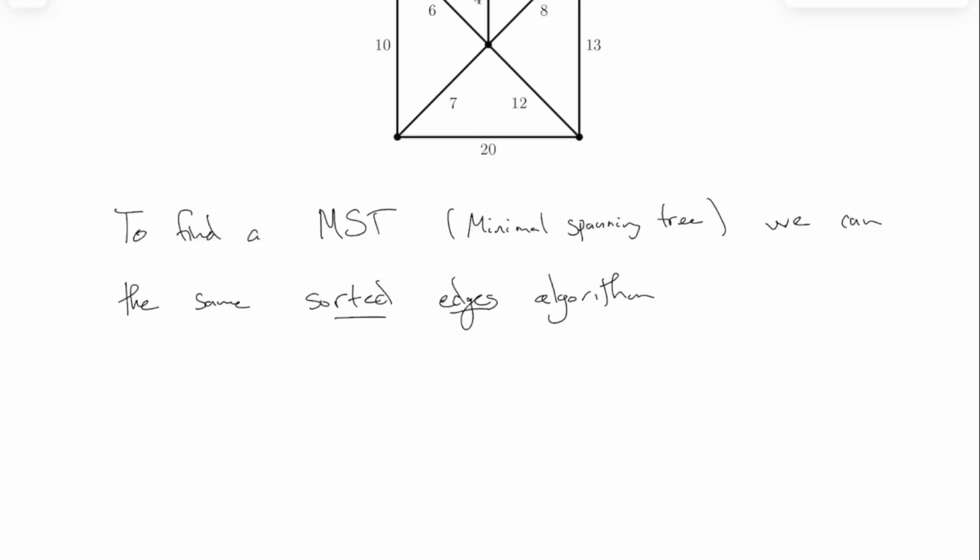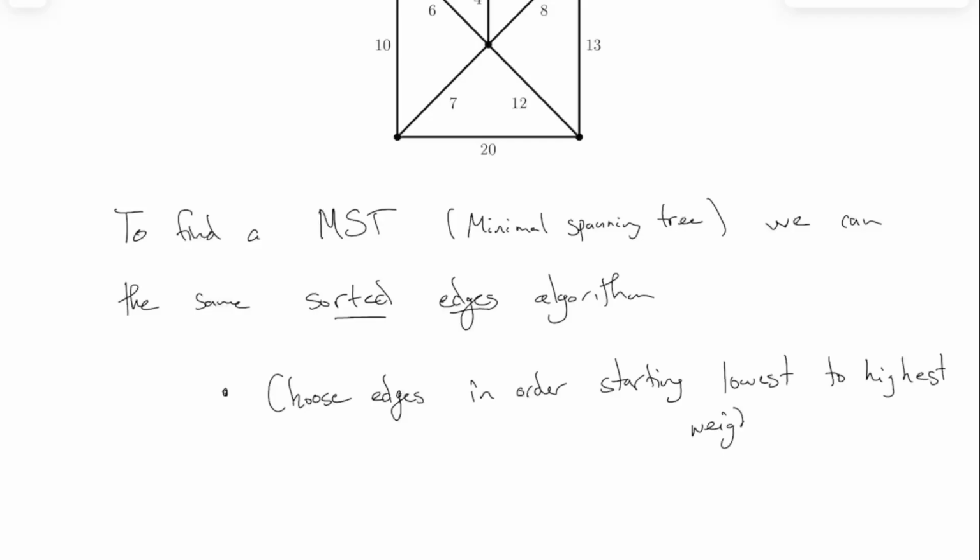The sorted edges algorithm. This is what we did last time for finding Hamilton circuits, but the same thing will work for finding minimum spanning trees. The way it works is you choose edges in order, starting from lowest to highest weight. This is exactly like we were doing last time. You just have to make sure as you go, in a Hamilton circuit, you're never allowed to have a three-way intersection, and you're never allowed to make a sub-circuit.